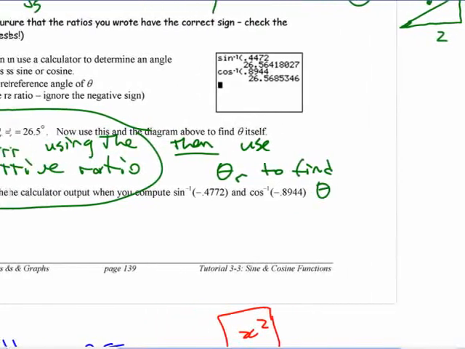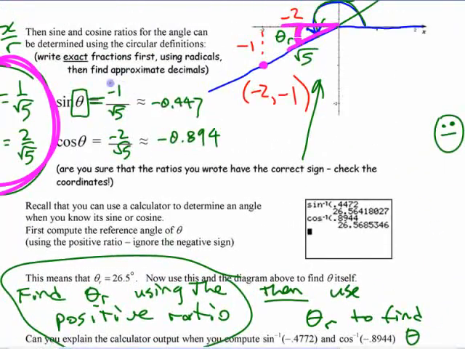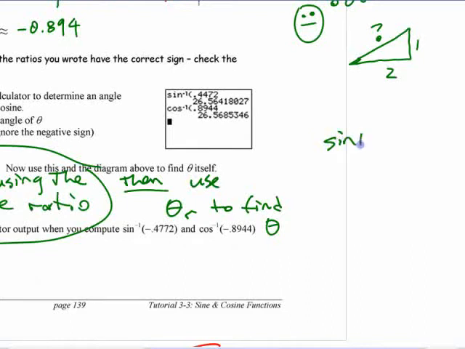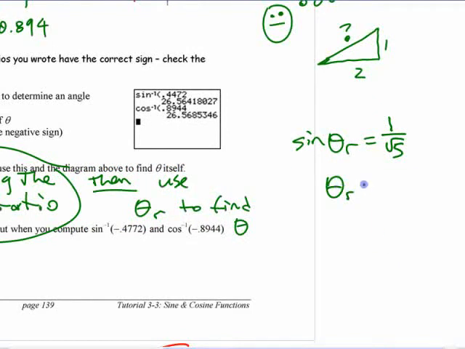You're learning it again because you can gain some understanding from this. One of the biggest things is people don't understand, why am I not going to use the negative ratio when I'm finding the angle in this quadrant? Because we know the ratio is negative for the angle in this quadrant. Why can't I use the negative ratio? I am first going to find the reference angle. Sine of theta reference is, what did we say it was? 1 over root 5. If I want to find the reference angle, I say sine inverse of 1 over root 5. That's going to give me the reference angle. It's really important to understand that you're finding the reference angle first and then you're going to use that.